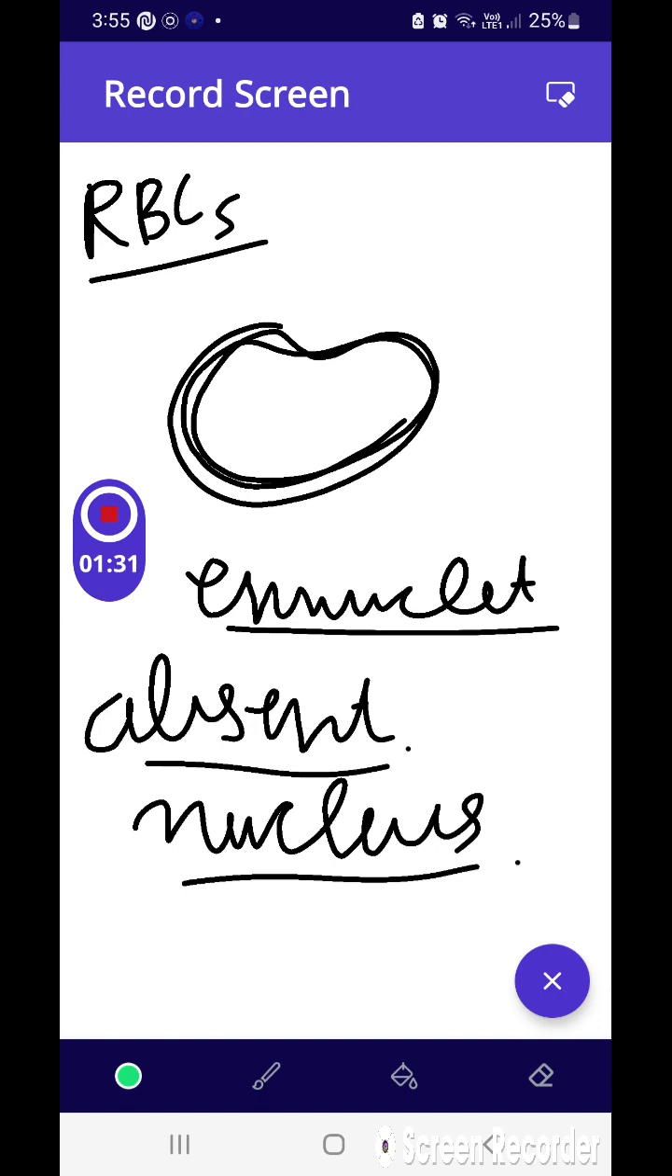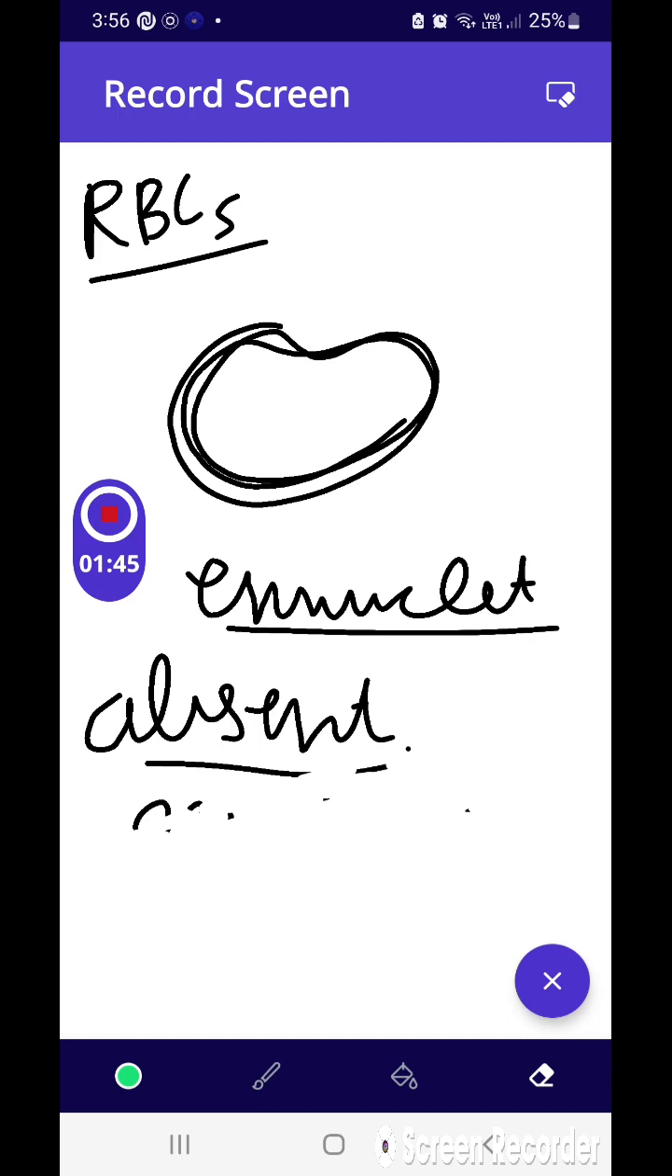They contain a red protein pigment known as hemoglobin, which gives the red color to the RBCs. Hemoglobin, we can say, is an iron protein which helps to give the red color to RBCs.